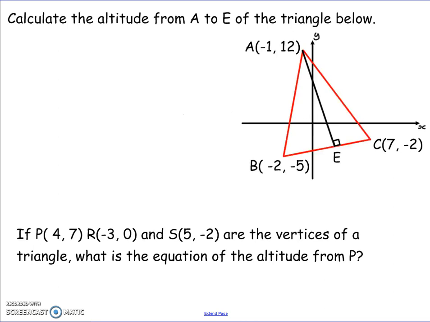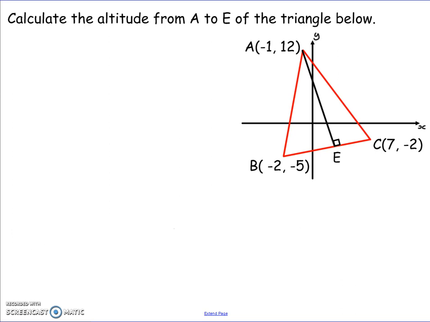Calculate the altitude from A to E of the triangle below. I've given you all the coordinates there. And if P was (4, 7), R is (-3, 0), and S is (5, -2), they're the vertices of a triangle. What's the equation of the altitude from P? So let's have a ping at these. The first one, calculate the altitude from A to E of this triangle here.